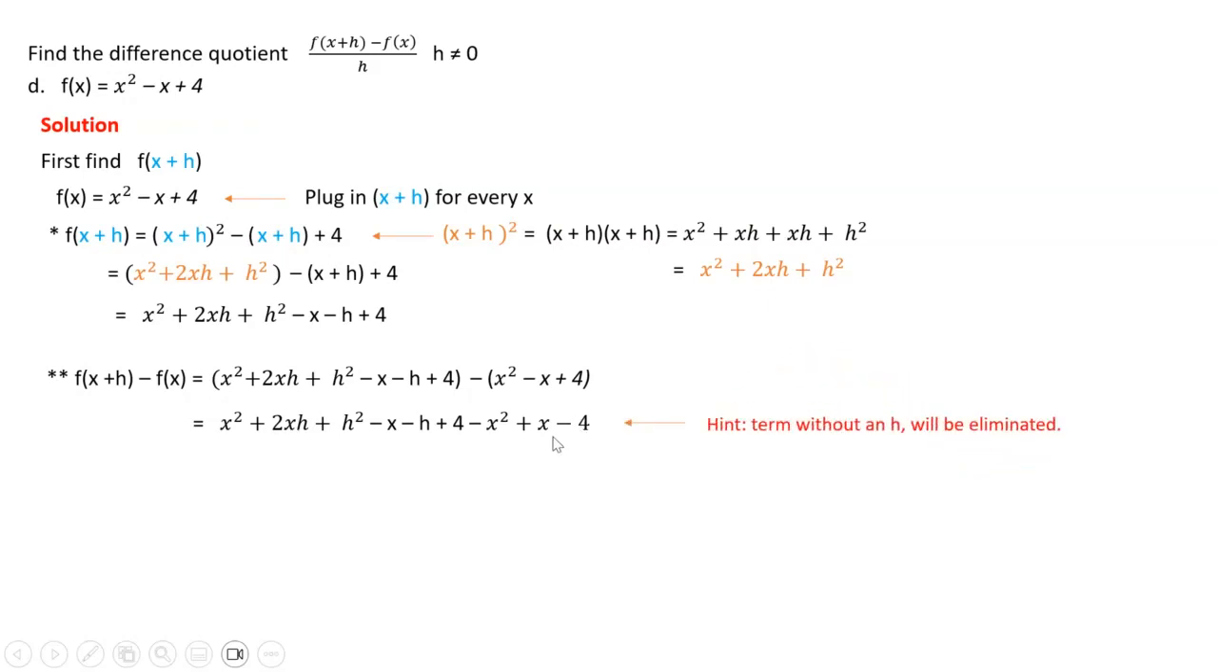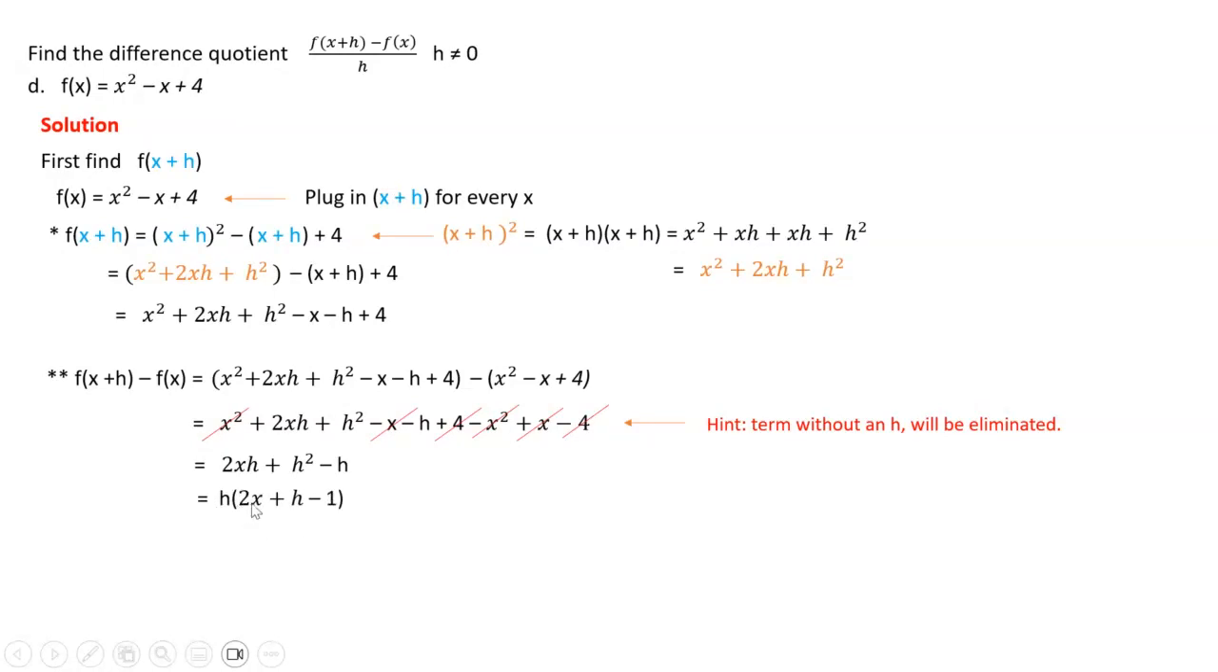Here's a hint I tell my students: every term without an h will be eliminated. For example, x squared cancels with negative x squared here on the right. So those two cancel. And then the negative x plus x also cancel, or equal 0. And the 4 minus 4 is also equal to 0. So you notice every term that was left has an h in it. So this was left: 2xh plus h squared minus h.